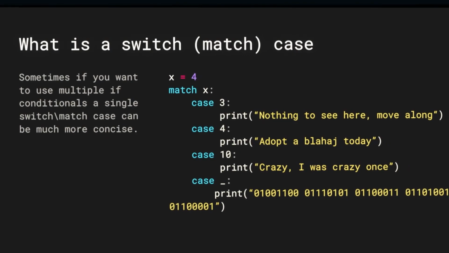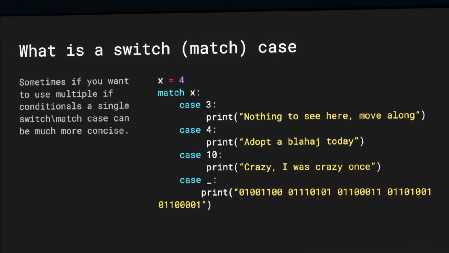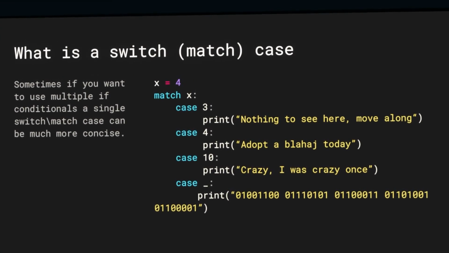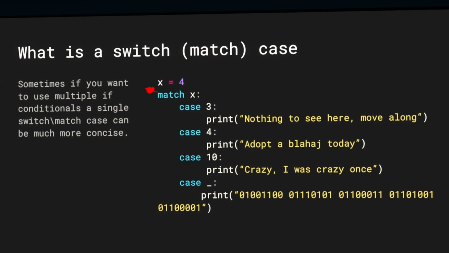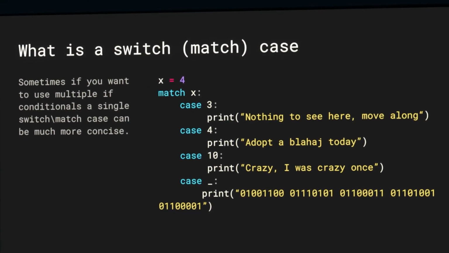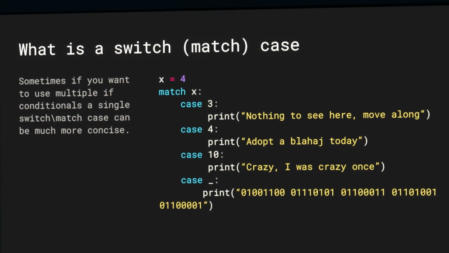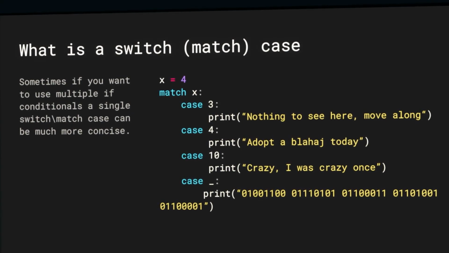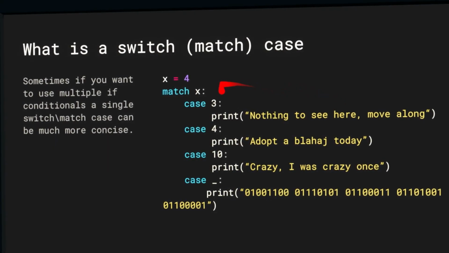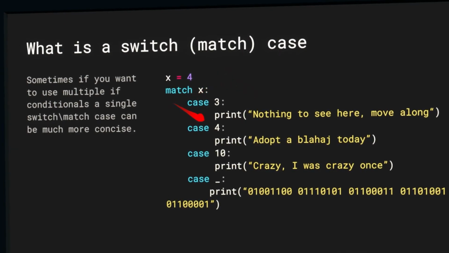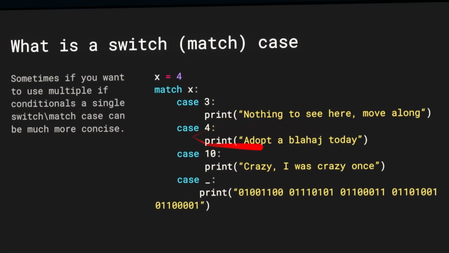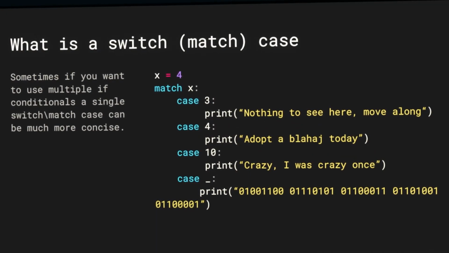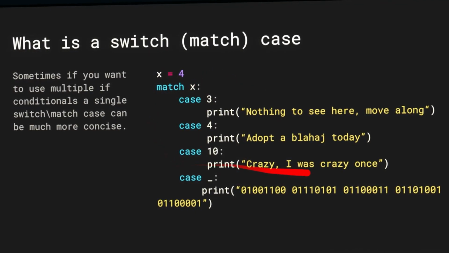Also, this was not in the original upload, but this will be fun to show. If you wanted to have multiple conditionals, you can also do a match case statement. So, for example, in this case, we have x equals 4, right? So we're doing a match on x. And in the event that it equals 3, it's going to print nothing to see here, move along. Otherwise, it's going to print adopted today. In this case, if it's 4. If it's 10, it'll print this.